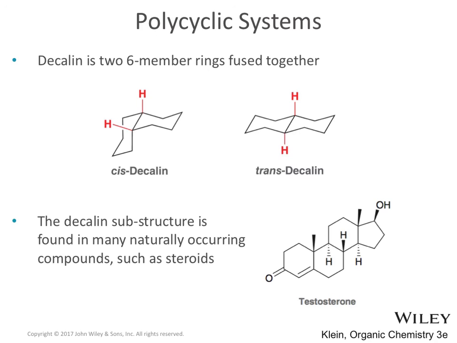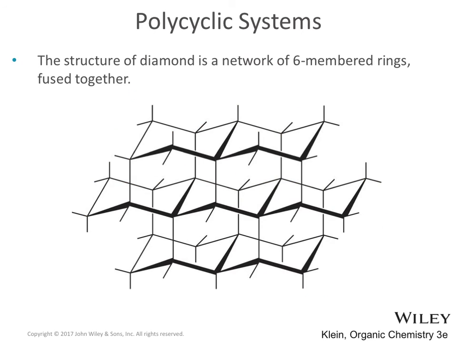So decalin is the name for two 6-member rings fused together, and there's cis-decalin and trans-decalin. You can see where you get the names for these H's because they're both up in cis-decalin, but one's up and one's down in trans-decalin. The decalin substructure is found in many naturally occurring compounds such as steroids. And indeed, the structure of diamond is a network of 6-membered rings fused together. And that's it for this video.